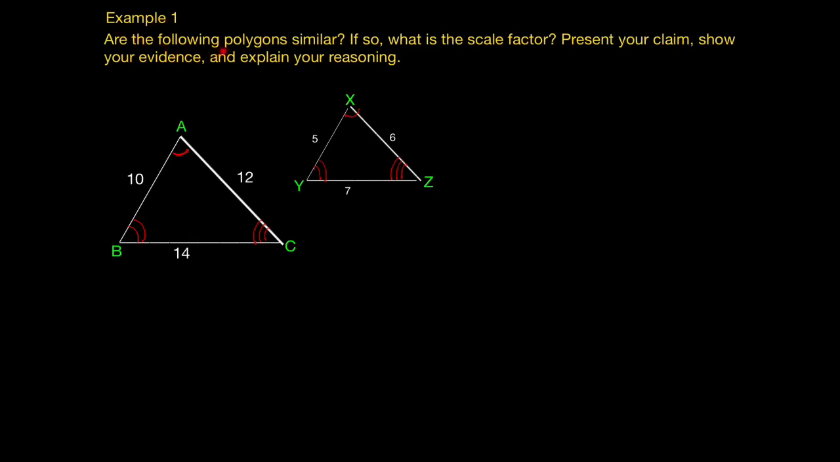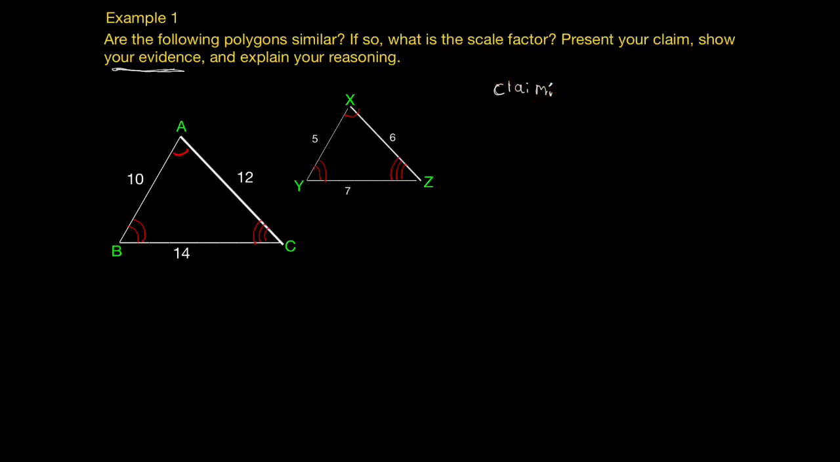Example 1. Are the following polygons similar? If so, what is the scale factor? Present your claim, show your evidence, and explain your reasoning. So I'm going to demo how I want you to attack these problems. So here we have to make a claim. And the claim is either going to be yes, the polygons are similar, or no, the polygons are not similar. Then for the evidence, that's basically going to be our work, and then we're going to have to explain our work. That's going to be the reasoning aspect of this problem.